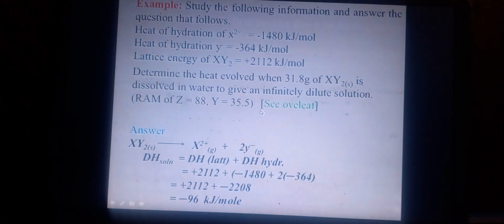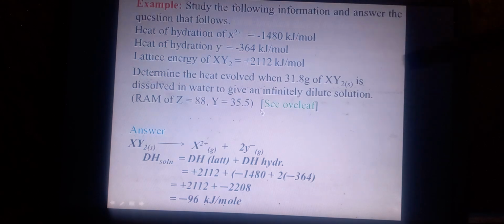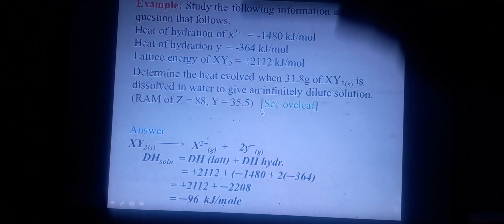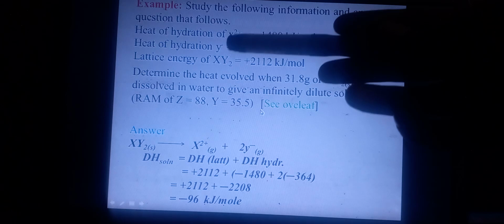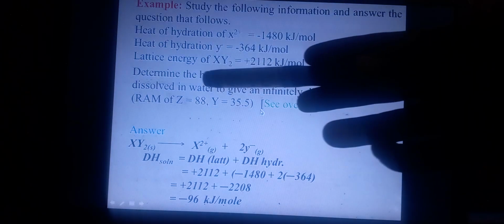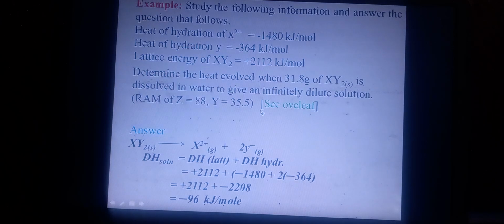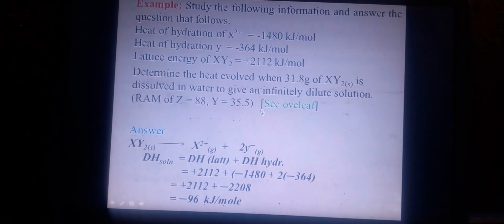So now I want to look at an example. Study the information given below and answer the questions that follow. You have been given the hydration energy of X ion, the hydration energy of Y ion, then the lattice energy of XY2. Remember, this one is an ionic compound. XY2 is just the same as calcium chloride. Calcium chloride is an ionic compound, so it resembles this kind of formula.